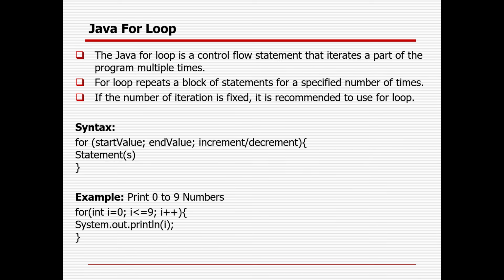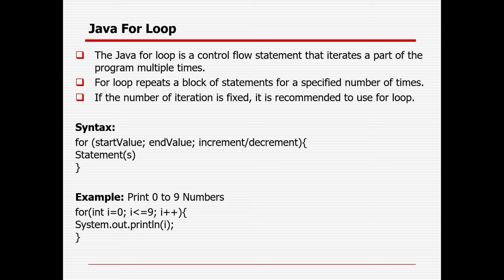So what is the for loop used for? In case you know the number of iterations is fixed, then you can go with the for loop. It will repeat for all the iterations. In case the number of iterations is not fixed, then you can go with the while loop or do while loop. But whenever your number of iterations is fixed and you know the specified number of iterations you need to do, then you can go with the for loop.